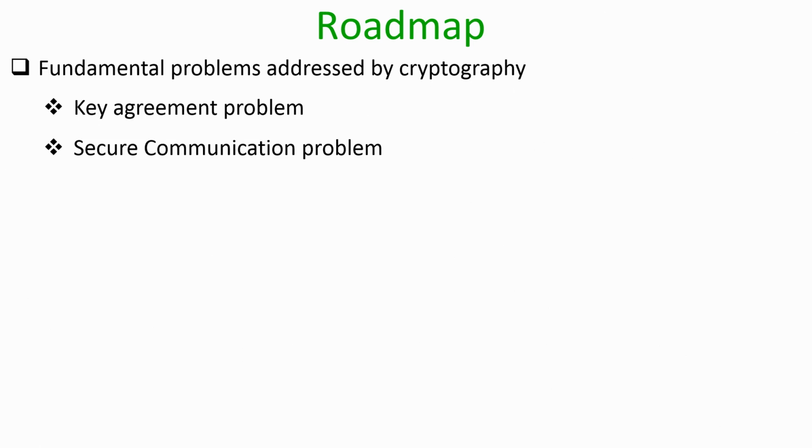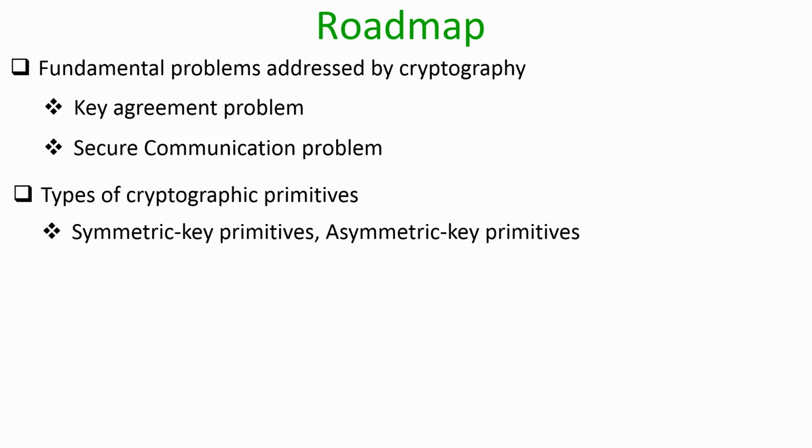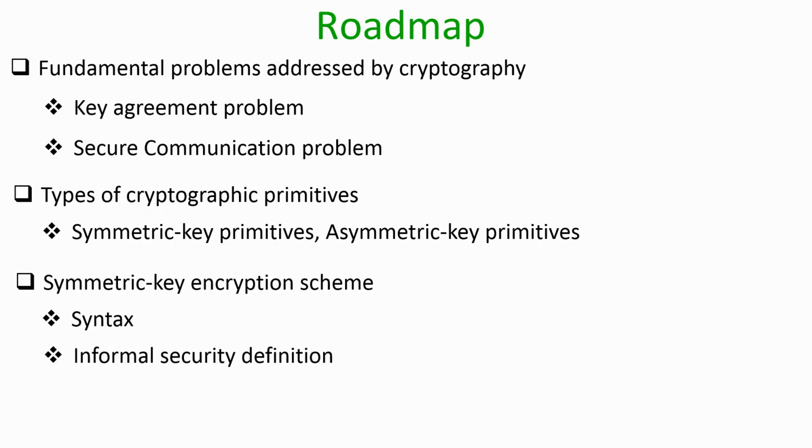The plan for this lecture is as follows. We will discuss the fundamental problems addressed by cryptography, namely the key agreement problem and the secure communication problem. Then we will discuss the various types of cryptographic primitives, namely the symmetric key primitives and asymmetric key primitives. And then we will start our discussion on symmetric key primitives, where we will see the syntax of symmetric key encryption mechanism and informal security definition, and then we will finish the lecture with Kirchhoff's principle.